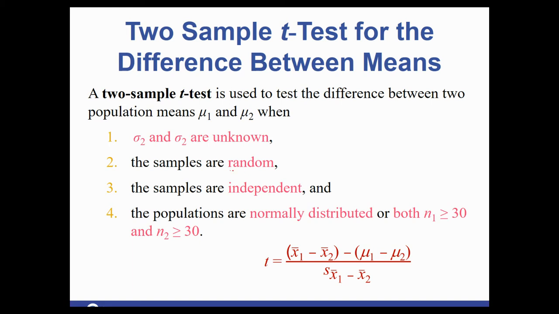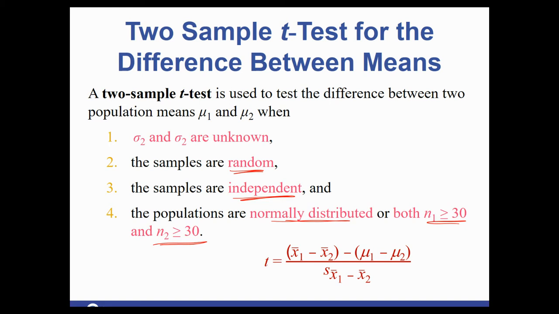We're still going to need to find that it says random. Again, it might explicitly say independent, or you might have to determine from the scenario that they are independent samples. And we are looking to see normally distributed, or both groups need to be greater than or equal to 30.